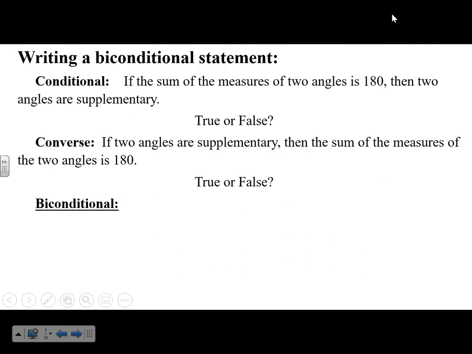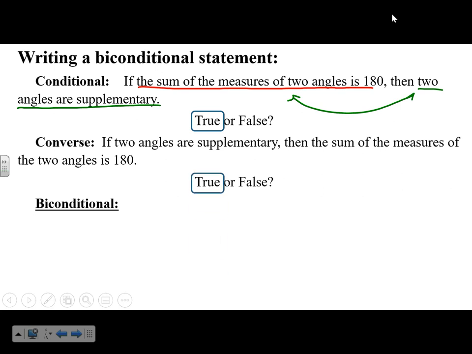Writing a biconditional statement: the conditional and the converse both have to be true. Here's the conditional: if the sum of the measures of two angles is 180, then the two angles are supplementary. That is absolutely true. What about the converse? Remember, you take your hypothesis and your conclusion and switch them. So: if the two angles are supplementary, then the sum of the measures of the two angles is 180. That is also true, so we can write these as a biconditional.